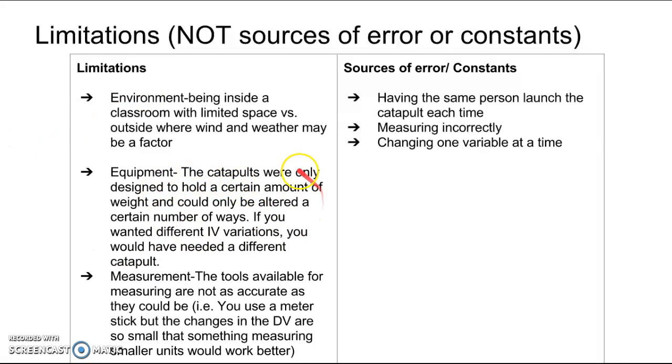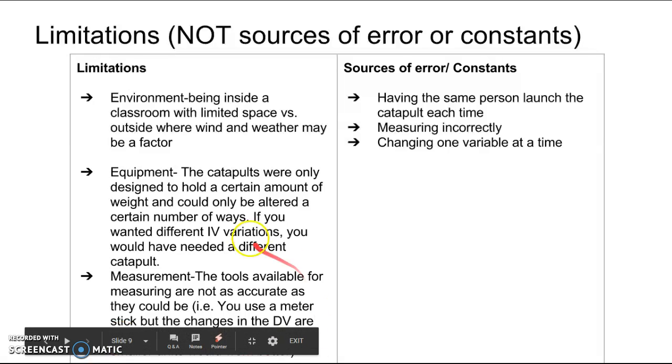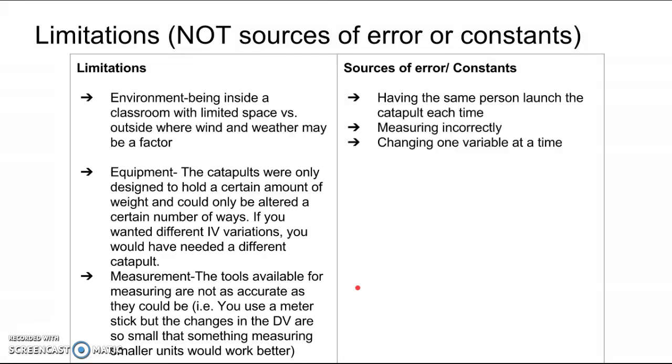Same here with equipment. The equipment could only hold so much weight. You can only test so many IV variations. Doesn't make it inaccurate. Doesn't mean it was an error. It just means there's only so much that you can test. Same with measurement. Sometimes the tools you have to measure only allow you to measure so much. Right? Doesn't make the data inaccurate. Isn't a source of error. Just that you can only measure so far unless you find other tools.